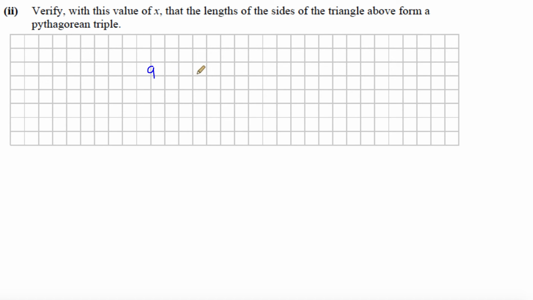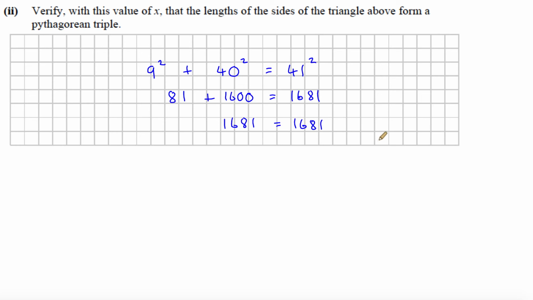9, 40, and 41. Is this a Pythagorean triple? That's what we're trying to verify. So let's see, 9 squared plus 40 squared, is that equal to 41 squared? Well, 9 squared is 81, plus 40 squared is 1600, and 41 squared, you can do this on your calculator, is 1681. And we can see on the left, 81 plus 1600 is 1681, which is obviously equal to 1681.